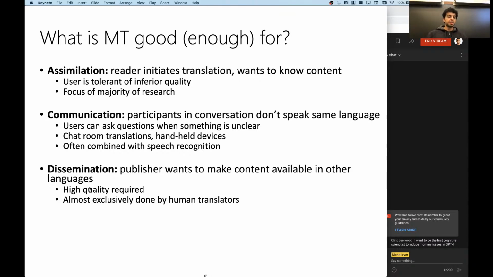And finally, we're still not close to the dissemination stage with machine translation where, for example, I want to translate an entire book that someone has written into 300 different languages and then publish those translations. Right now, that process is done by expert human translators who are not only fluent in both the source and target language, but are also trained in the act of, for example, literary translation, which is an art form.